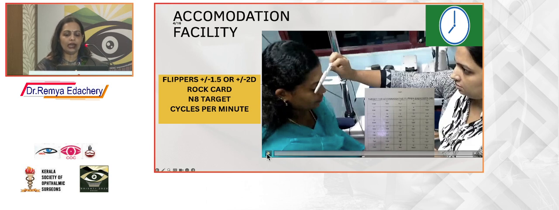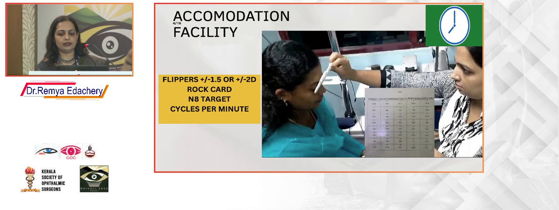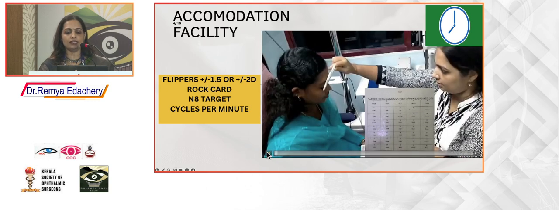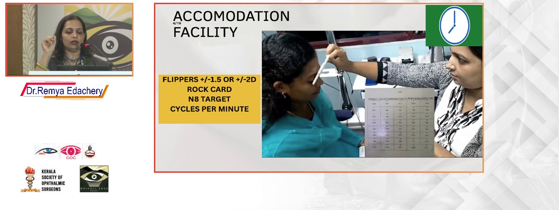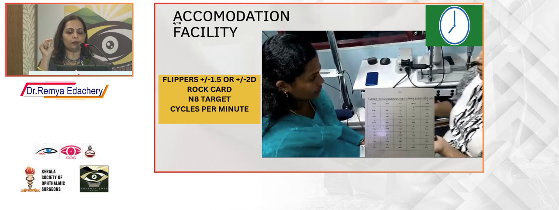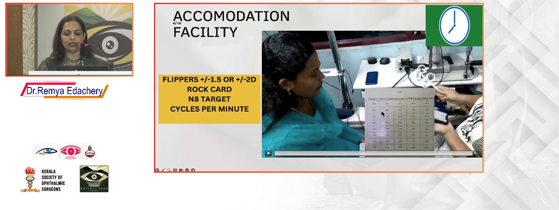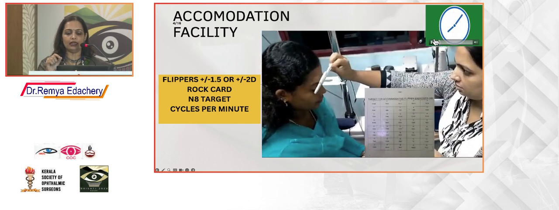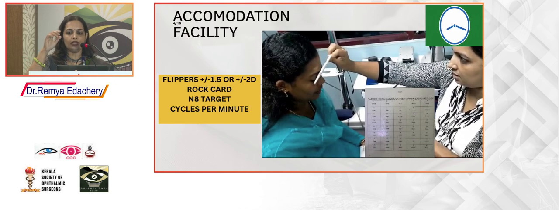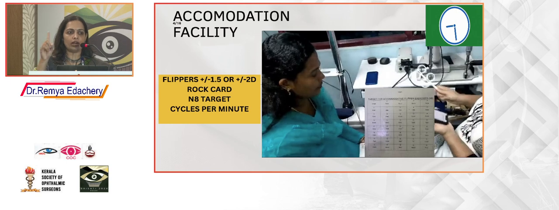Coming to accommodation facility. Here you need an accommodation flipper. I am holding that in my right hand, and you need a reading card with N8 letters. This accommodation flipper comes in two measurements, that is plus or minus 1.5 or plus or minus 2 diopter. You flip the flipper and ask the patient to read clearly. Whenever the patient sees clearly, you flip again and you take the number of flips in 1 minute. So if you are getting 16, the accommodation facility will be 8 cycles per minute. 2 flips is 1 cycle.